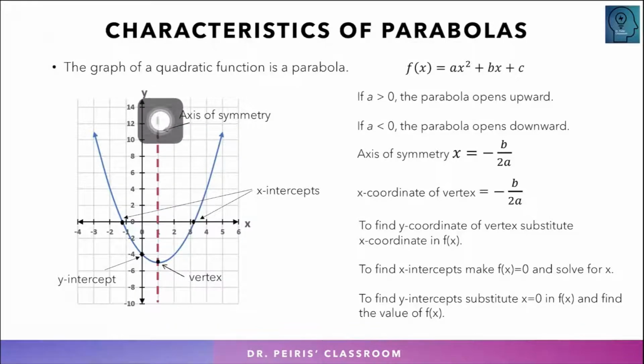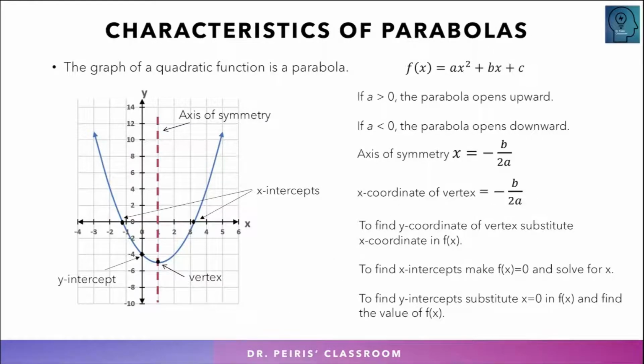So if it is the axis of symmetry, the vertex needs to have the same x coordinate as the axis of symmetry, because the vertex all the time lies on the axis of symmetry. The x coordinate of the vertex is -b/2a. Now how do we find the y coordinate of the vertex? If we know the x, we can substitute that x in the given function to find the y coordinate of the vertex.